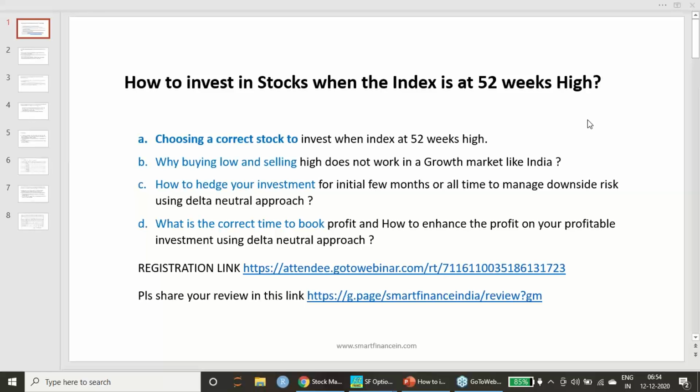People may tell you to fish out stocks when the market is falling, but you are encountering a situation where the market is at a 52-week high. Thinking that at a 52-week high we do not have any opportunity to buy stocks is quite wrong. So how can we enter the market with a fresh investment when the market is at a 52-week high? What studies are needed for that? All those studies we are going to learn today.